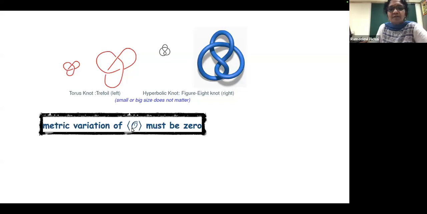So an observable, which is given by an expectation value of an operator, if you do a metric variation, which will see the size, that should be zero. Okay, so that is one of the constraints. Metric variation of the expectation value of an operator must be zero to qualify as a topological invariant. It should be the same for this or this. Similarly, it should be the same for this or this. So such a quantity we should be able to write.